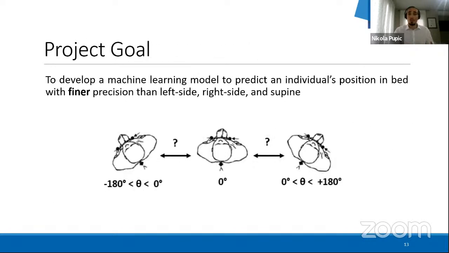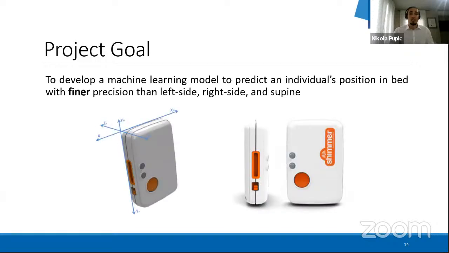And this brings us to the goal of my project, which is to develop a machine learning model to predict an individual's position in bed with finer precision than left, right, and supine. We will use inertial measurement units to provide ground truth labels to account for the wide range of sleeping positions.